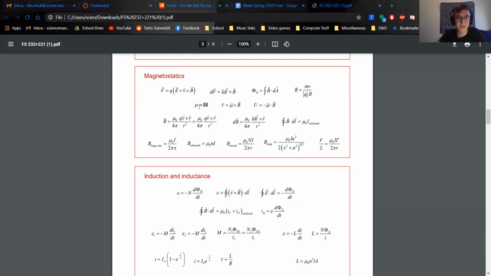So this is the definition of a magnetic moment. Remember, IA is referring to the area of a loop, so you have to have a loop in order for a magnetic moment to exist. And then we got torque and potential energy right here as well.